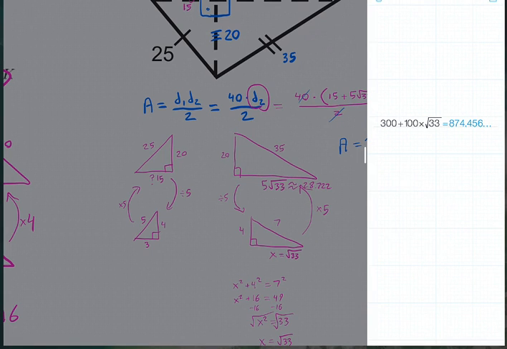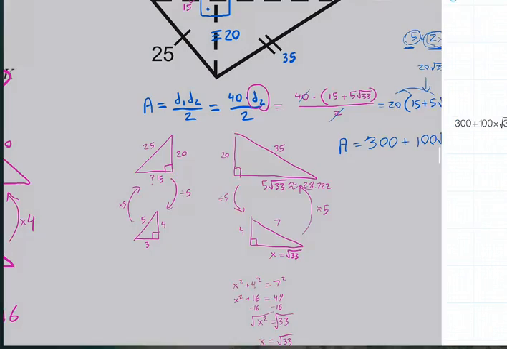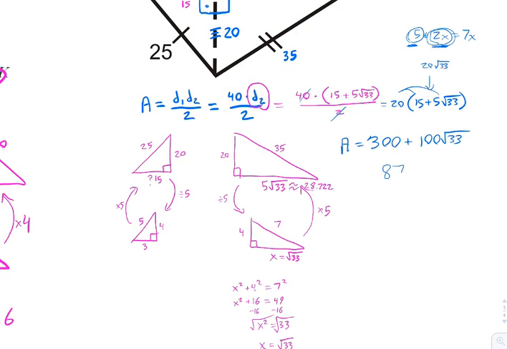I'm going to round that to 2 decimal places, 46. So 874.46. All right, so again, it came down to finding those missing pieces. All right, so let's go on.